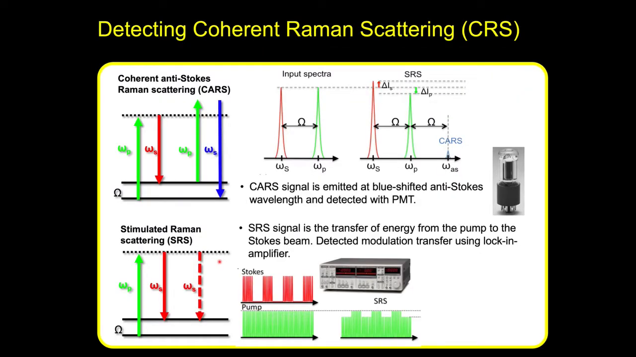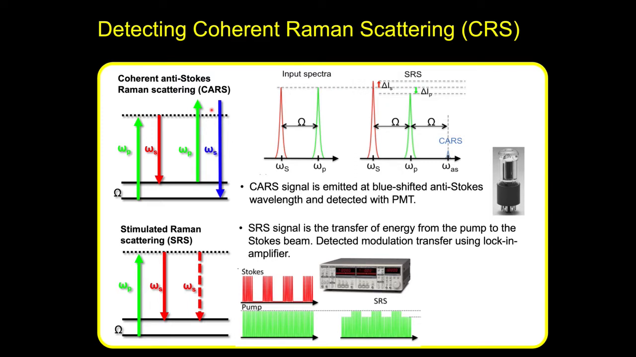So the two processes are very similar in how they're created. They're both created by shining the pump and the Stokes beam into the sample, but they're detected in slightly different ways. The coherent anti-Stokes Raman scattering is detected as a blue shifted beam that's emitted from the sample. And if you look at the diagram here, you can see the process by which we obtain the blue shifted signal that comes out at the anti-Stokes frequency. This is typically detected using a PMT detector to detect the very small light signal that comes out.